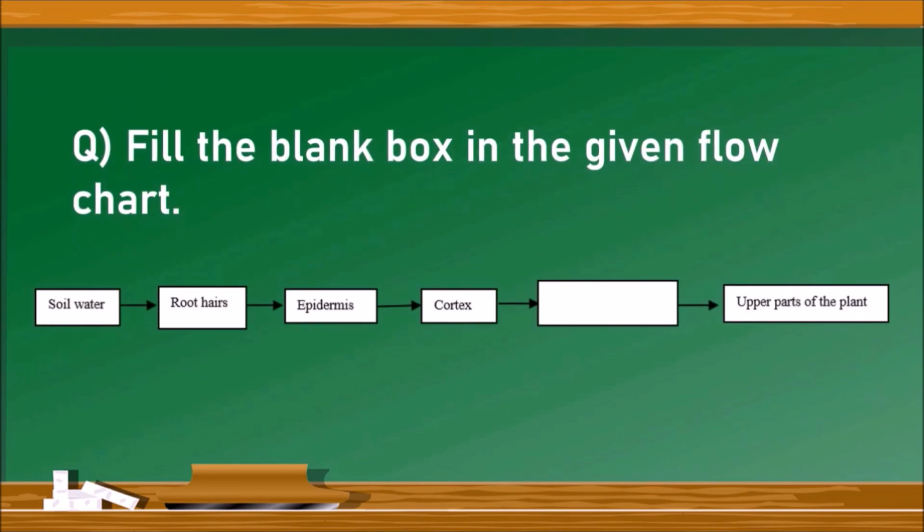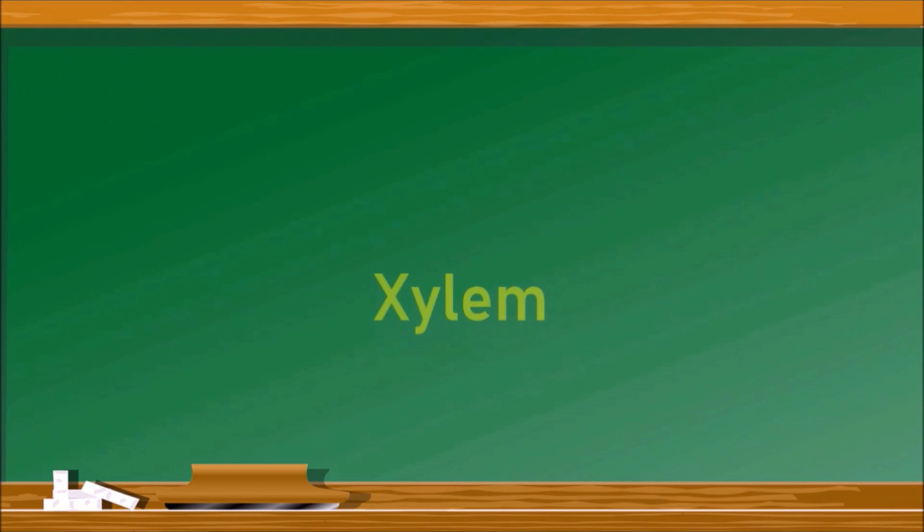The next question: fill the blank box in the given flow chart. This is the flow chart that represents the absorption of water through the root hairs and transporting it to the upper parts of the plant. So the soil water is absorbed by root hairs. From the root hairs it enters into the epidermis and reaches the cortex. From the cortex it finally reaches the xylem. From the xylem it will be transported to the upper parts.